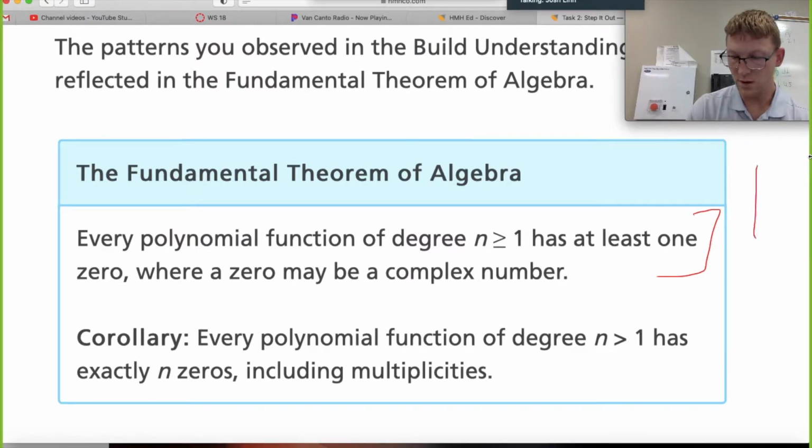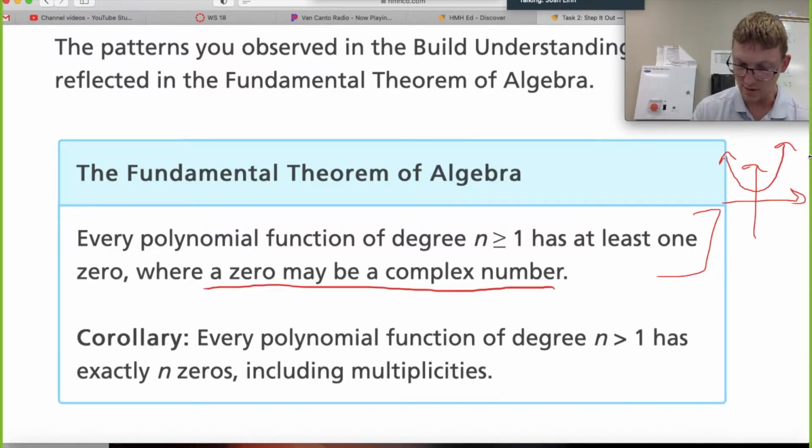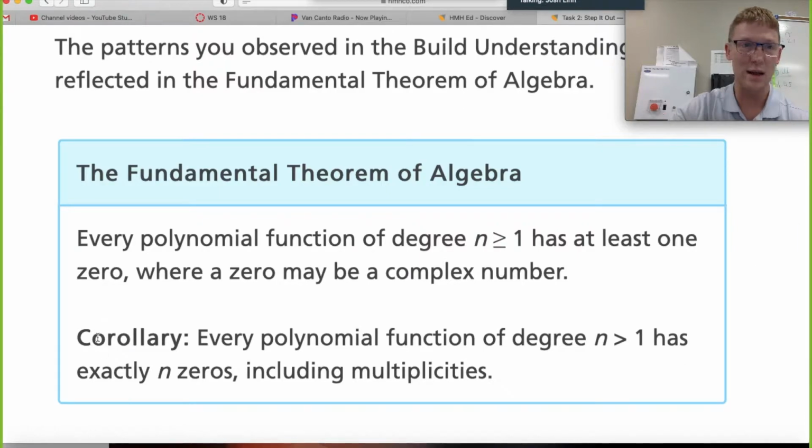So that's saying that every polynomial has at least one root. Now, if you've got a graph that looks like this, and you've got your parabola, notice that the parabola never crosses the x-axis, but you will still have a complex root. So a zero may be a complex number. Then to add on to that, the corollary: every polynomial function of degree n greater than 1, so n equals 2, degree of 2, degree of 3, things like that, has exactly n zeros, including multiplicities.